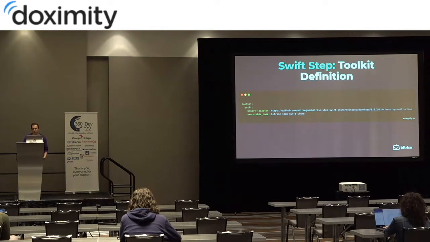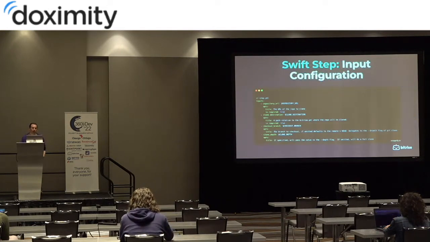And you can see in this case, I've put it on GitHub, but that's not necessarily required. You can put it anywhere you'd like. If you're using Artifactory or something like S3, you could place it in any of those places as well. And the executable name simply tells the CLI what to call your executable when it needs to run it. So let's look further down in our step YAML, and we can see the input configuration.